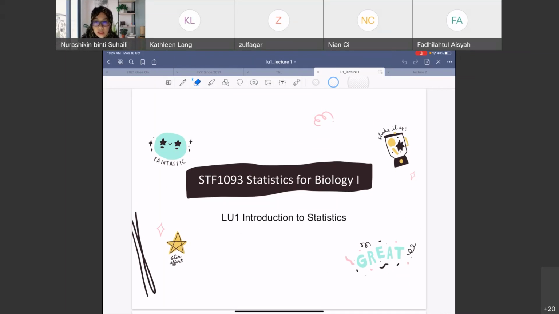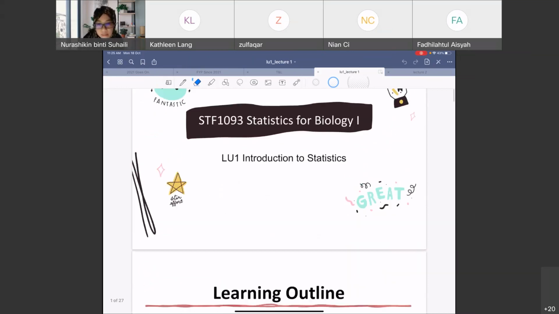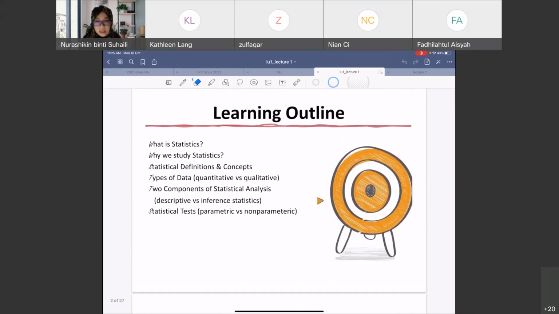It's just a revision, a recap of what statistics is for you so far. You have come across statistics before. In this part one, we're going to see what is statistics, why we study statistics, some statistical definitions, concepts and terminologies that you need to know in this field or in this course. And then what types of data, because we are going to deal with data a lot. So you have to know what types of data.